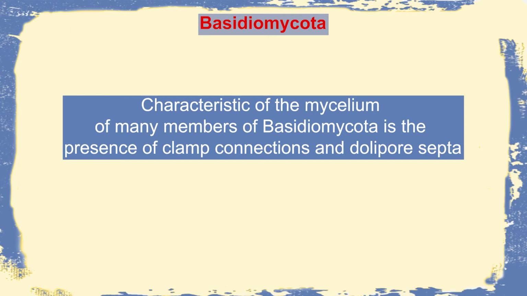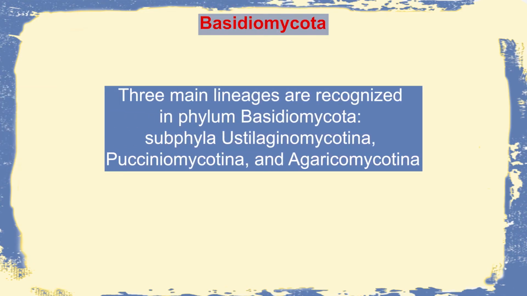Not only that, they have a unique property of clamp connection by which two mycelia can join each other and produce a compact rhizomorph. The septation is of a complex type because they have a unique guarded septum or guarded pore in the septum, and this type of septum is called a dolipore septum. This particular group is divided into three major subphyla, which are Ustilaginomycotina, Pucciniomycotina, and Agaricomycotina.